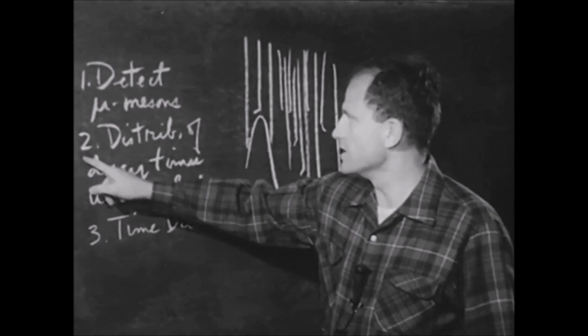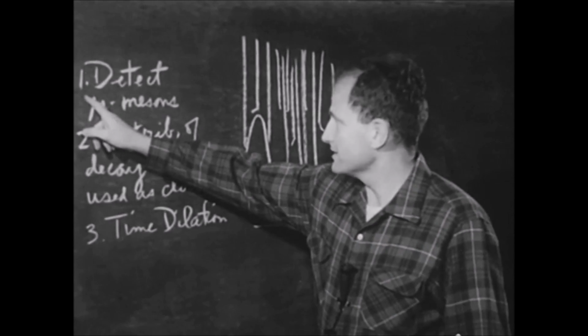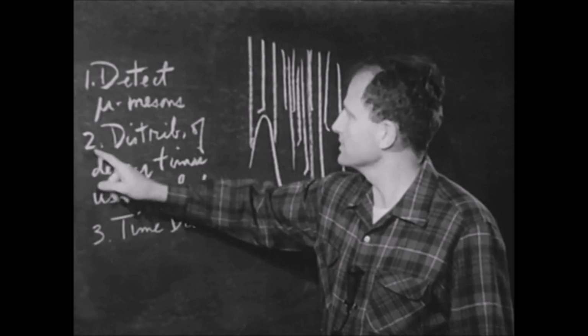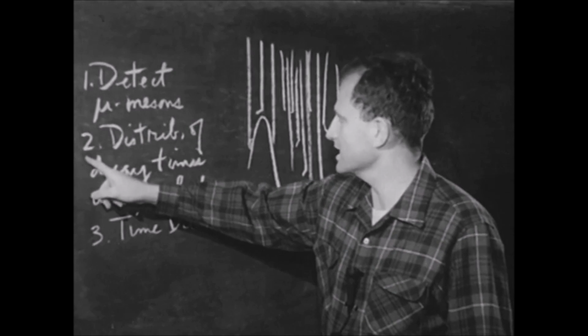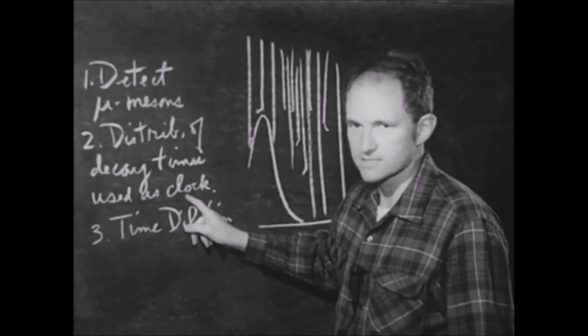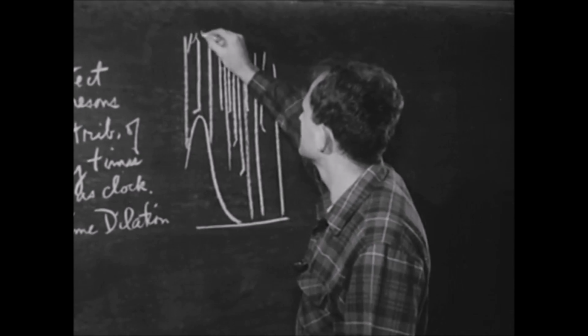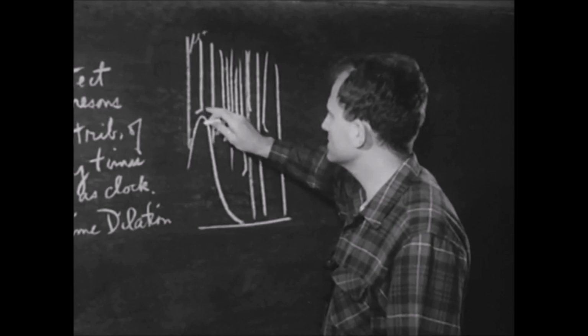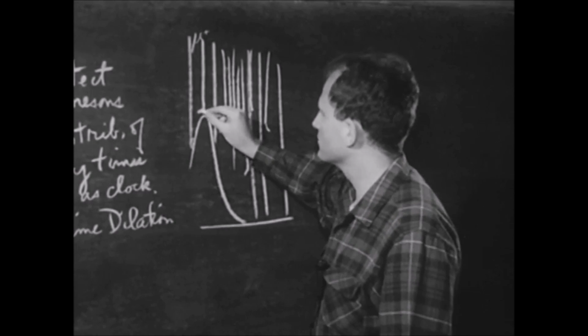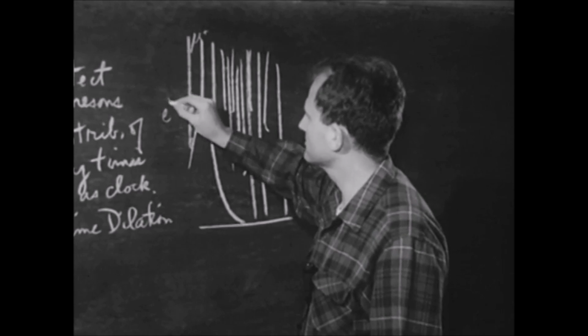That brings us to our second point. We already know how to detect mu-mesons. Now we want to find out how long it takes them to decay, so as to use them as clocks. When a positive mu-meson decays, it gives off a neutrino, an antineutrino, and one positive charged particle called a positron.